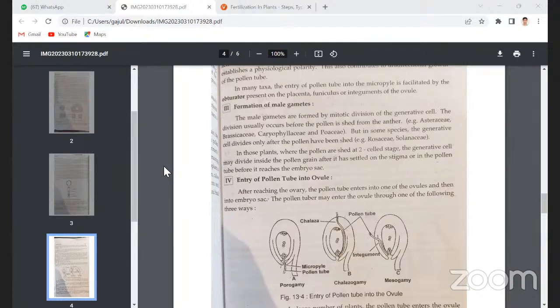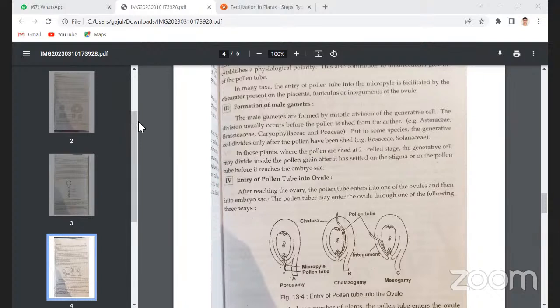So here, the male gametophytes are formed by mitotic divisions. What are the divisions? Mitotic divisions of the generative cell. Simply, what is the formation of male gametophytes? The male gametophytes are formed by the mitotic division of the generative cell.